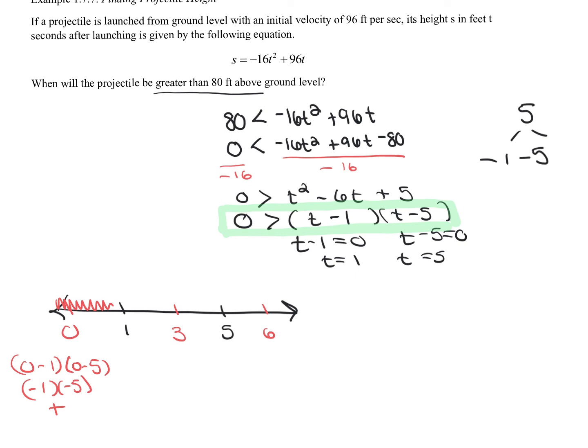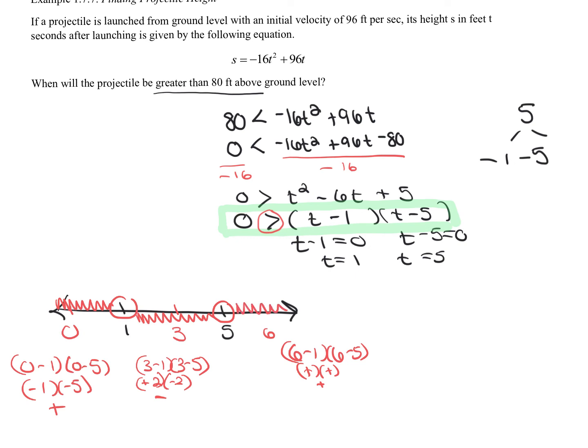This problem says only less than. So my critical numbers, my key numbers, get the open circles. When I plug in my 3, I get 3 minus 1, 3 minus 5. This is going to be a positive 2 times a negative 2, which is going to make a negative. So I'm going to shade below. When I plug in 6, I get 6 minus 1, 6 minus 5, which is a positive times a positive, which is a positive. So I'm going to shade up.